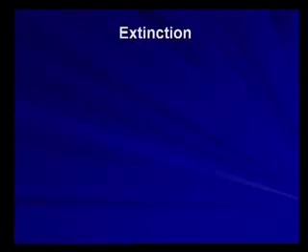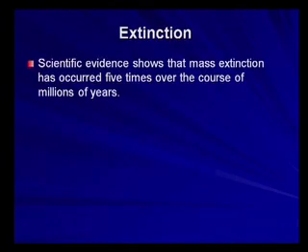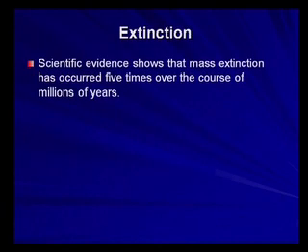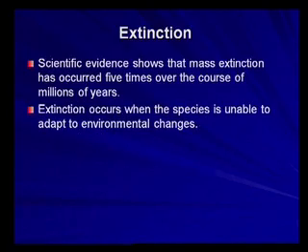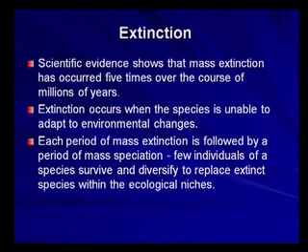All right, so extinction, what is it? Scientific evidence shows that mass extinction has occurred 5 times over the course of millions of years. Remember, our Earth is 5 billion years old. So it's a long time. Okay, so over this period, what scientists can see is it's happened 5 times. Extinction occurs when the species is unable to adapt to environmental changes. Each period of mass extinction is followed by a period of mass speciation.